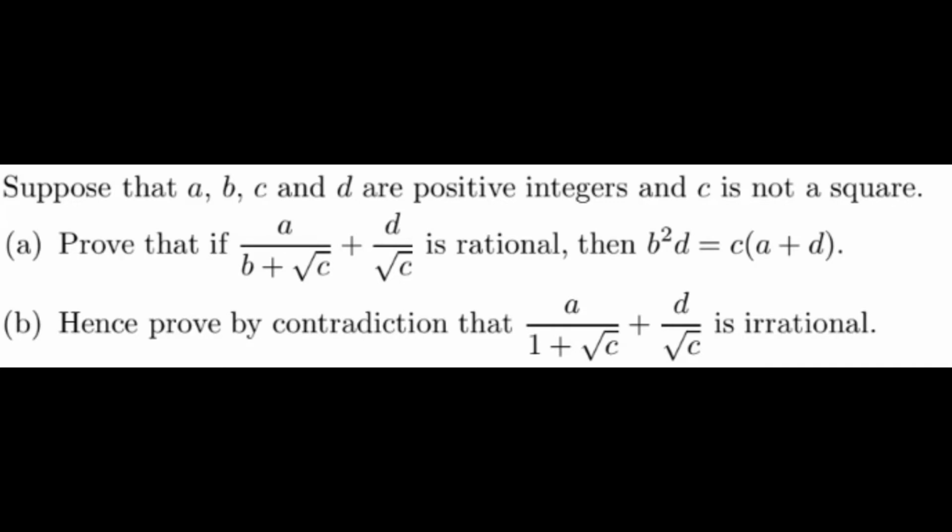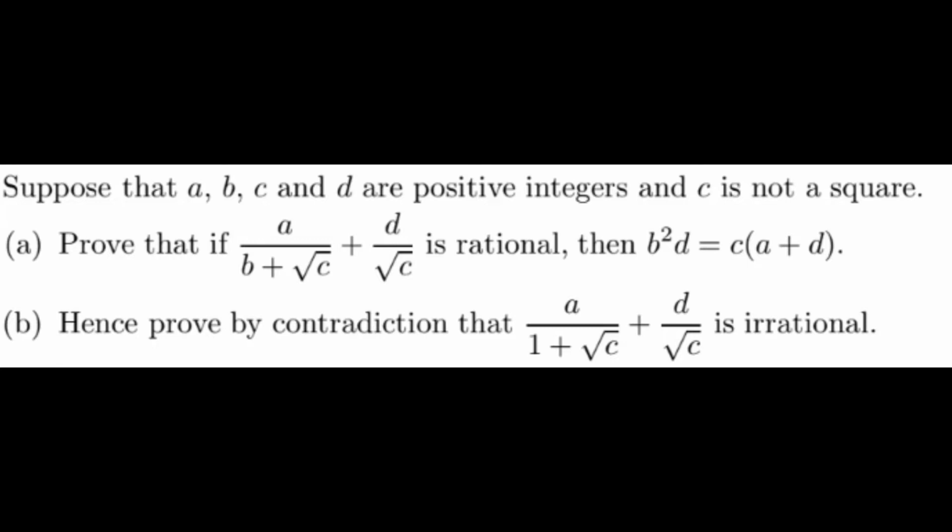For this question, we're told to suppose that a, b, c, and d are positive integers and that c is not a square. Part A says to prove that if a divided by b plus root c plus d divided by root c is rational, then b squared d is equal to c bracket a plus d. Then part B says, hence, prove by contradiction that a on 1 plus root c plus d on root c is irrational. So we need to take that result from part A and use it to prove something in part B.